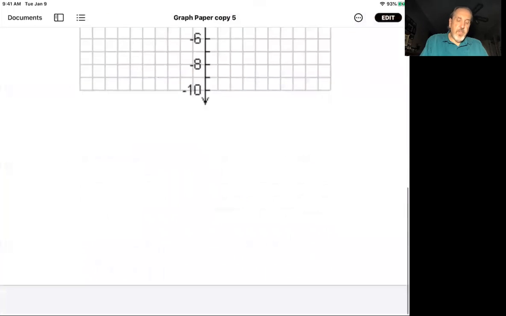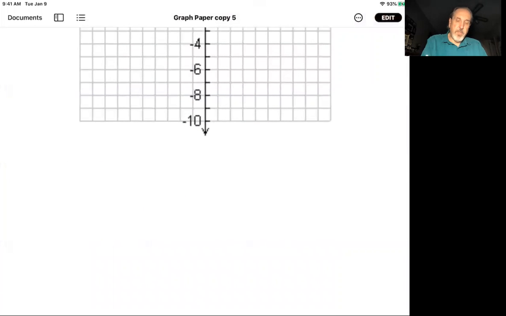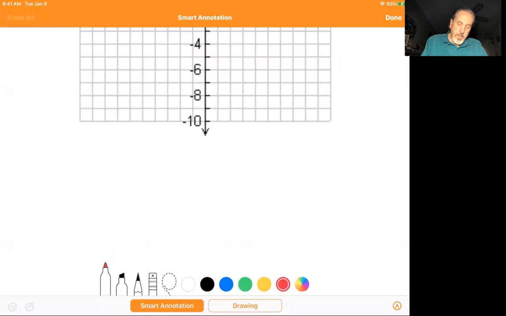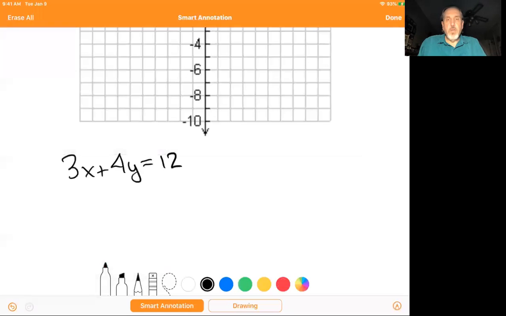So I'm going to have to do this down low because we're going to have to do a little bit of computation here. So let's say we have an equation like 3x plus 4y equals 12, okay? This is a good equation for us to work. It'll graph nicely. But I'm going to show you some real nice tips that'll make this graphing a little simpler.